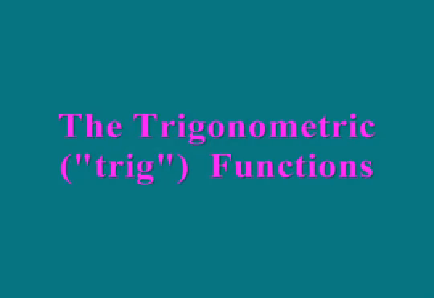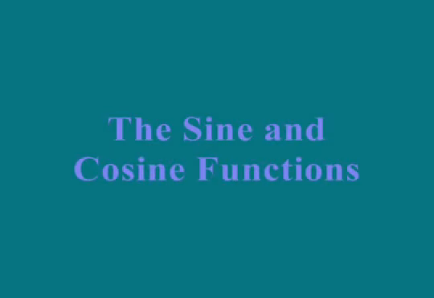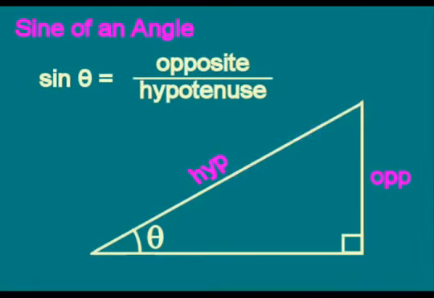Now we can define the trig functions. To begin, we need only two, the sine and the cosine. The sine of an angle is defined to be its opposite side divided by the hypotenuse.